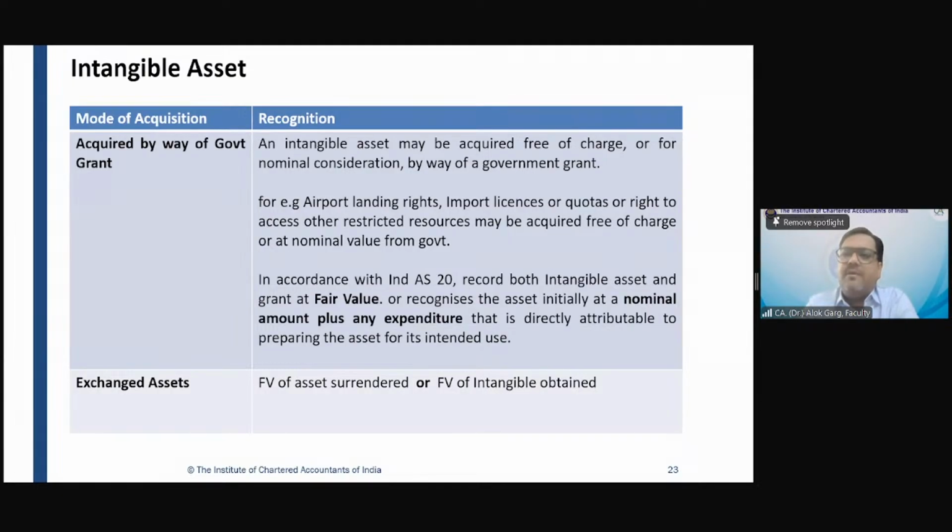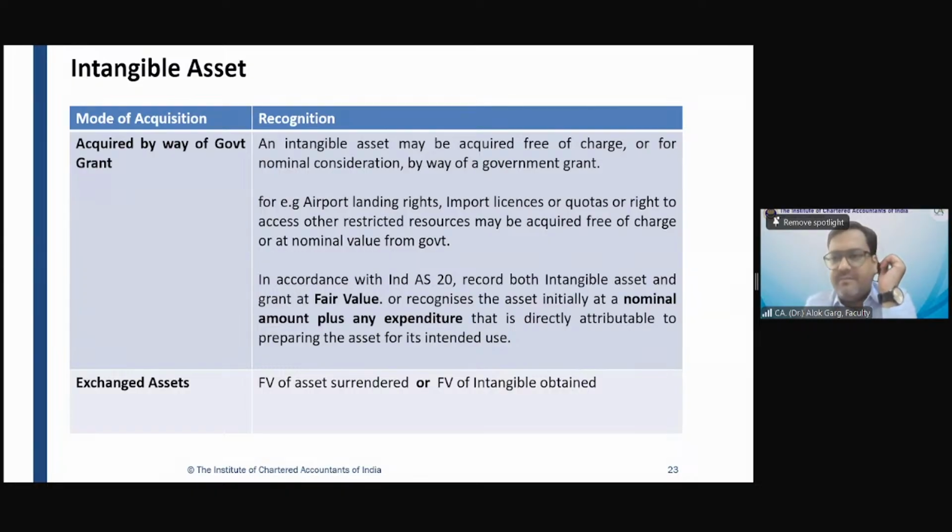Or the government has given the license free of cost, but the company is required to pay only a registration fee of 10,000 rupees. What is the accounting entry for this license? License 10,001 to government grant liability, same amount. Then if the company is paying this money of 10,000, then no 1 rupee is required. 1 rupee is only for identification purpose.